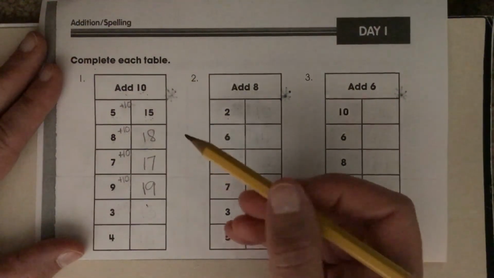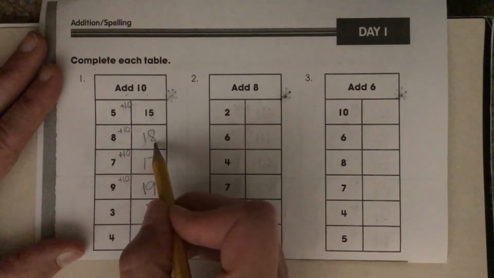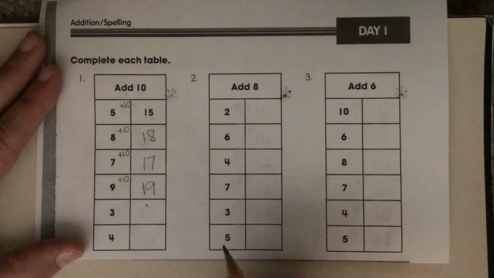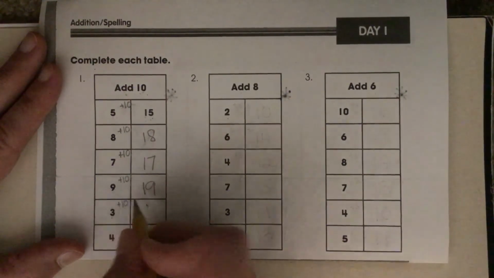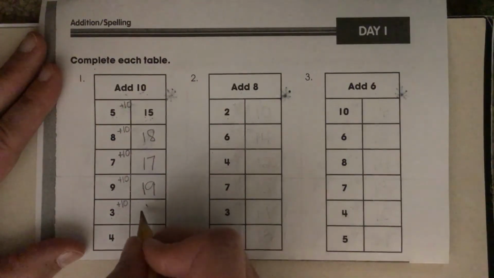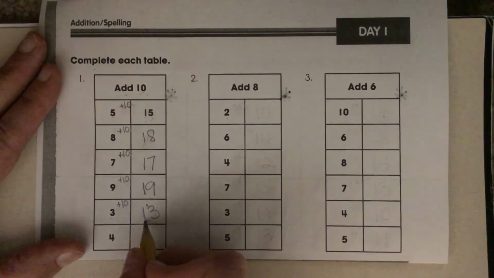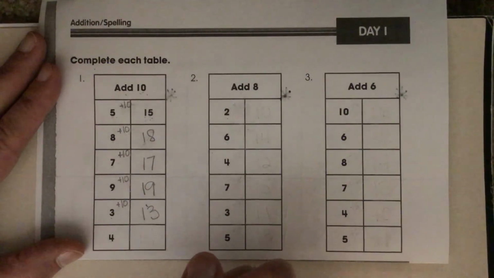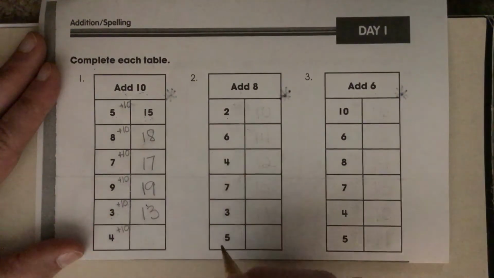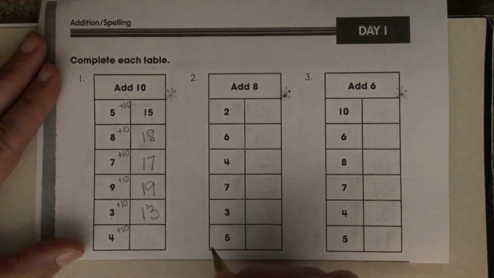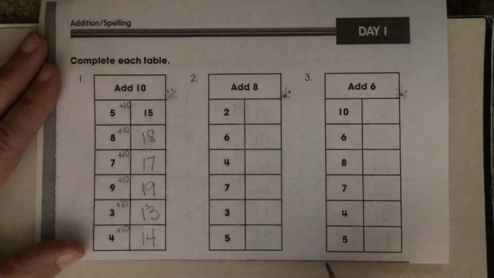If you notice the pattern, whenever you add 10, you just end up putting a 1 in front of the single digit number. So now we're at 3 plus 10. 3 plus 10 is 13. See how we just have a 1 in front of the 3, the single digit number? Last one, 4 plus 10. 4 plus 10 is 14. Great.